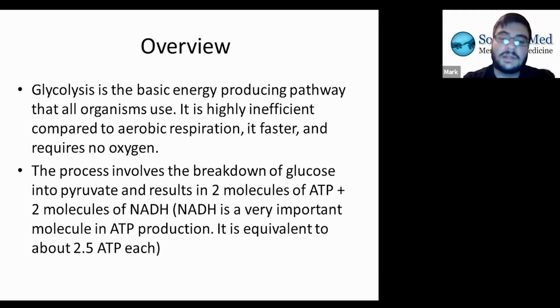And 1 molecule of NADH is equivalent to about 2.5 ATP each. It's a little bit up for debate exactly how much, but the more modern literature says 2.5, so that's what I'm going with, and I think that's what the MCAT mostly uses, but I think they'll mention it if they ever want you to count. But yeah, 2 molecules of ATP and 2 molecules of NADH per glucose.